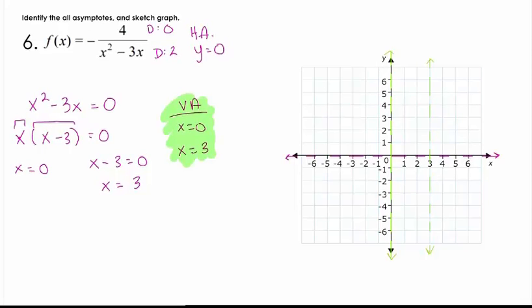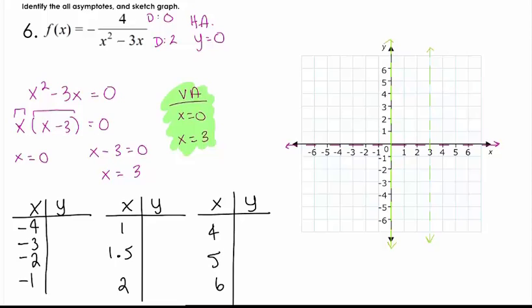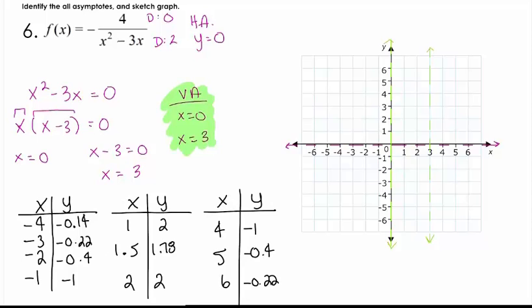Now to sketch this, I'm going to pick a few different x and y values so I know what my graph looks like. I picked -4, -3, -2, and -1 for the left side of my vertical asymptote that is at 0. I picked 1, 1.5, and 2 for the middle portion of my graph, and then I picked 4, 5, and 6 for the right-hand side of my other vertical asymptote. When I plug each of these values back into my function, we're going to get these y values. Once you have your y values, let's graph this. So -4 and -0.14.